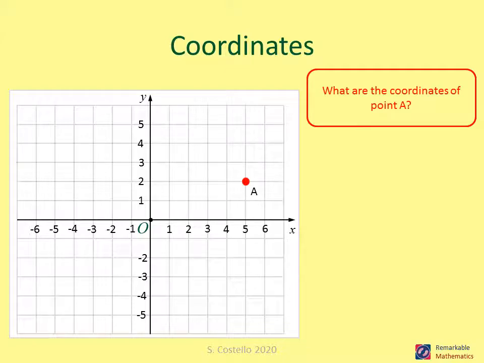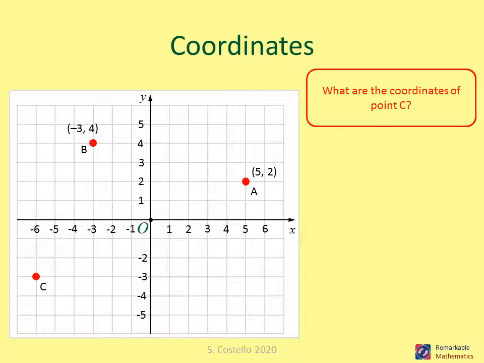What are the coordinates of point A? So we think about it. We want that x and y. Here we have an x value of 5 and a y value of 2, giving us the coordinates (5, 2). What are the coordinates of point B? Again, x, y. Our x value is -3, our y value is 4, with coordinates (-3, 4).